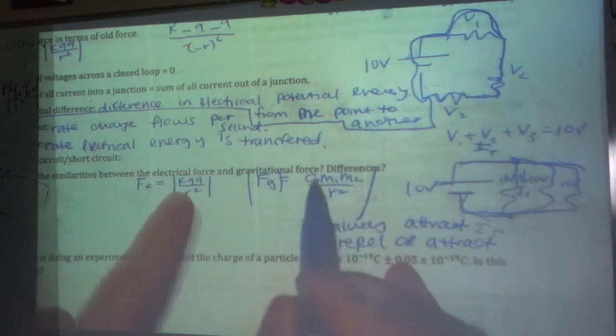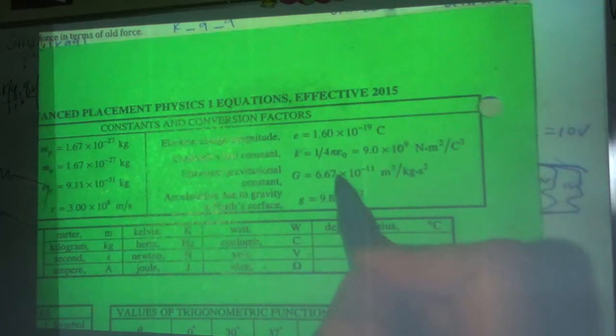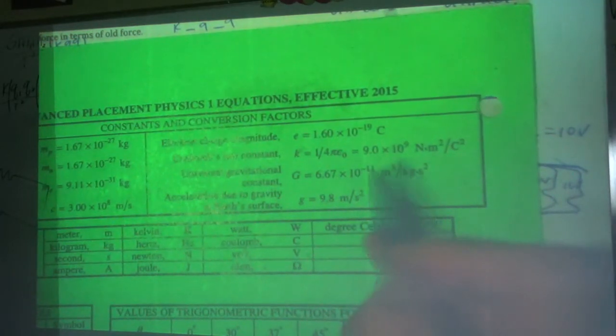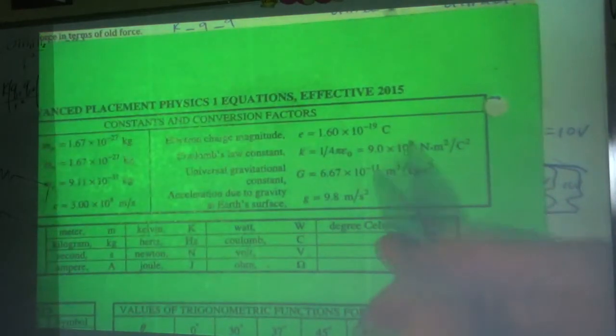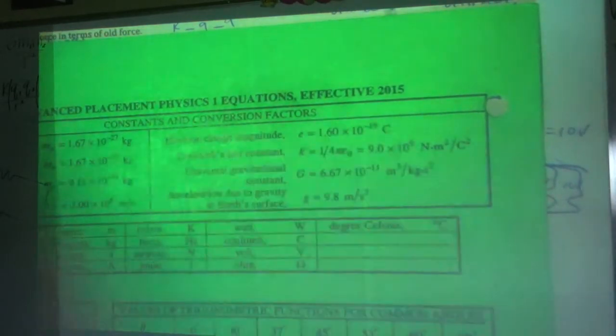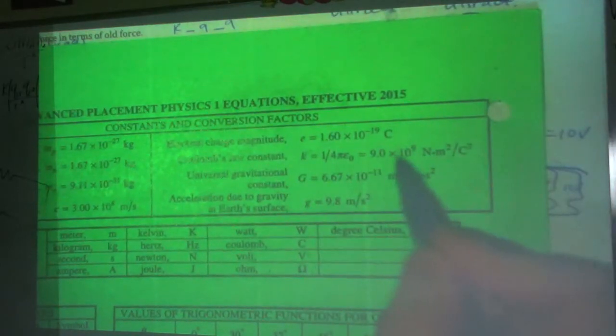So that's one difference. Another difference is that this one depends on charge, this one depends on mass, and then they both have the constants. If you look at the constants, K is 9 times 10 to the 9th, whereas G is 6.67 times 10 to the negative 11th. So this is a 10 to the 18th difference between them, which is like 18 zeros. So K is a much bigger constant than G.